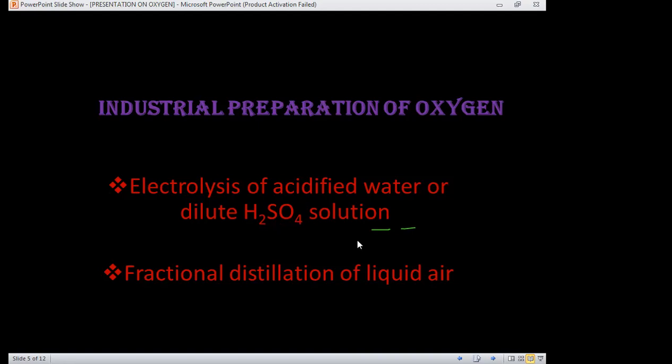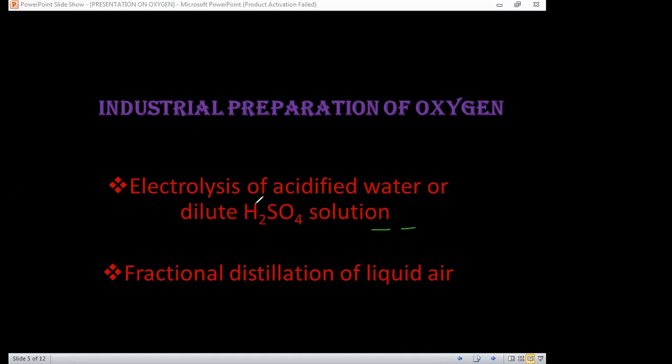When this is carried out, hydrogen ion, being a positive ion, will migrate to the cathode and it will discharge. And then hydroxide ion, which is a negative ion, will migrate to the anode and it will discharge in the form of oxygen. So automatically, oxygen is liberated at the anode during the electrolysis of acidified water, while hydrogen is liberated at the cathode. You already know this.